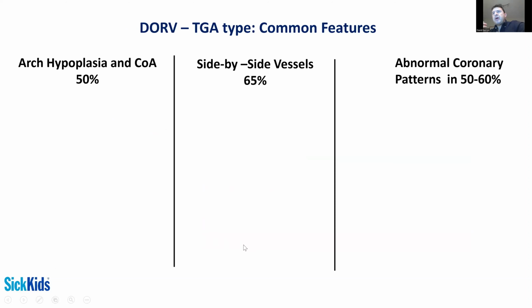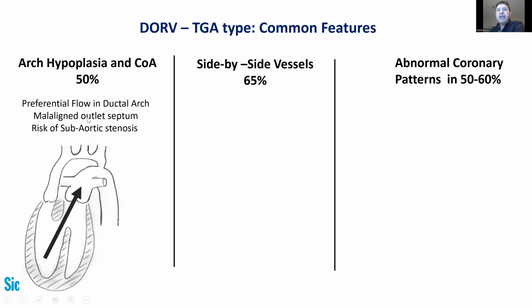So what are the features? Remember, we talked about how important it is to think about the associated lesions. So it's not just about recognizing that this is a Taussig-Bing, recognizing that this is a subpulmonary defect and that an arterial switch is going to be the best way to correct it. You then think about, well, what do we know are the associated lesions with transposition type of DORV? And they're very characteristic, and arch hypoplasia and coarctation are very common. So about half of the cases are going to have some degree of arch hypoplasia and coarctation.